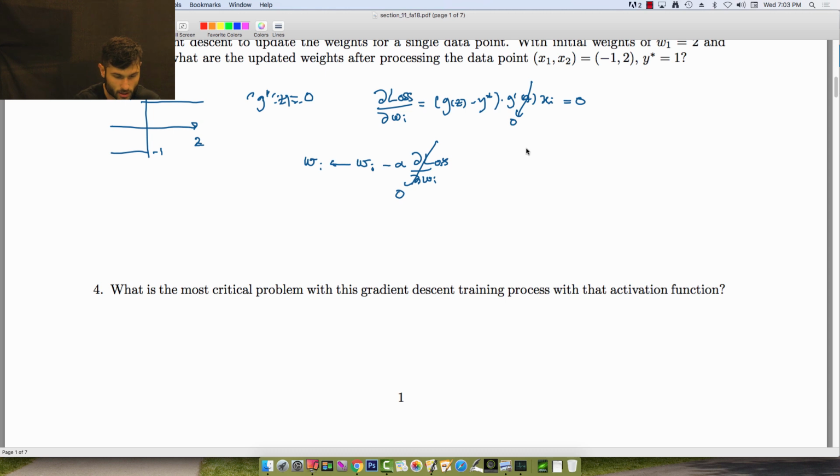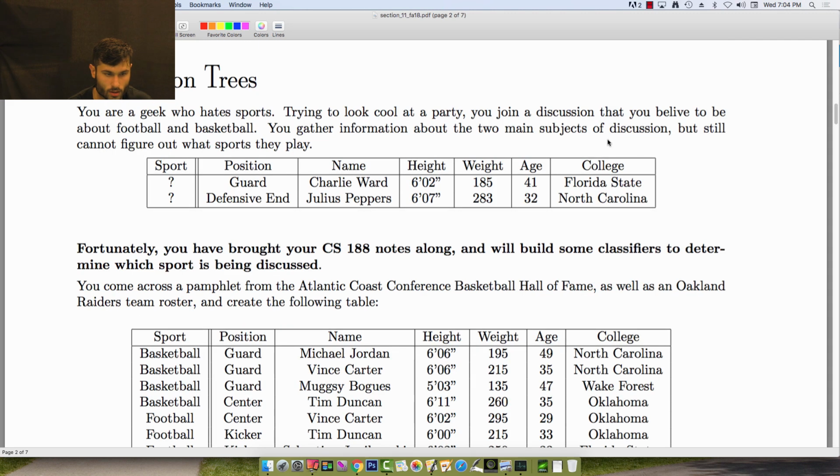So as we said, in this case, g prime of z is equal to 0 always, and this means that we won't be able to learn anything because this will imply that our gradient will always be 0. So there will be no learning at all. And this is the critical point of gradient descent if we use this activation function.